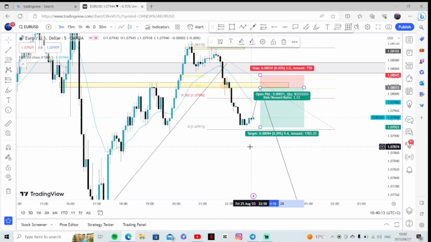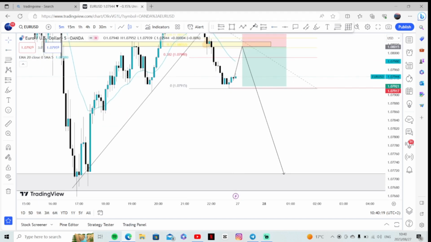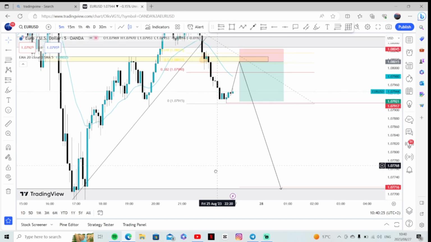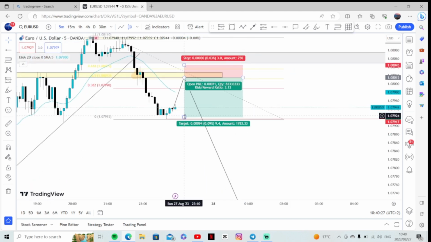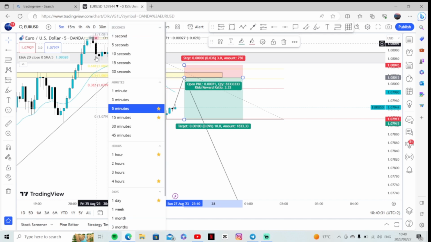Then my first TP could be here, right? Could be here. Then my second TP could be all the way down here, right? That could be my second TP. But as for now, I'll be targeting this low if I were you. So I've scaled down to the 1 minute.